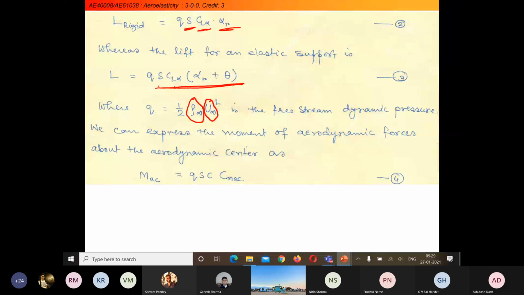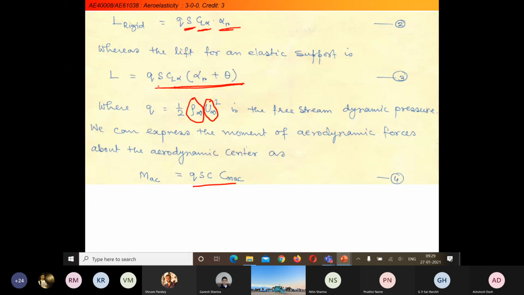And then MAC can be calculated as QSC into Cmac. Q is the dynamic pressure, S is the planform area, C is the chord length, multiplied by Cmac, the moment coefficient at the aerodynamic center at zero angle of attack, or with some angle of attack. We are combining together to take the total effect MAC.